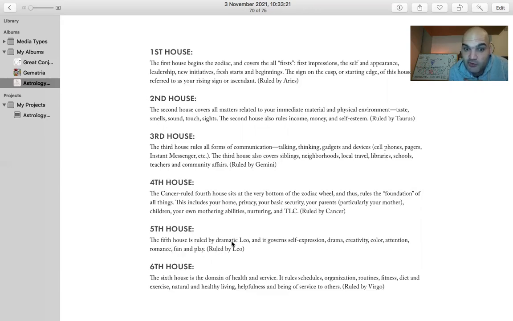The fifth house is ruled by the dramatic Leo, and it governs self-expression, drama, creativity, color, attention, romance, fun, and play. The sixth house is the domain of health and service. It rules schedules, organizations, routines, fitness, diet, exercise, natural and healthy living, helpfulness, and being of service to others. So yeah, if you've got a lot of sixth house energy, you'll be a very, very organized person.